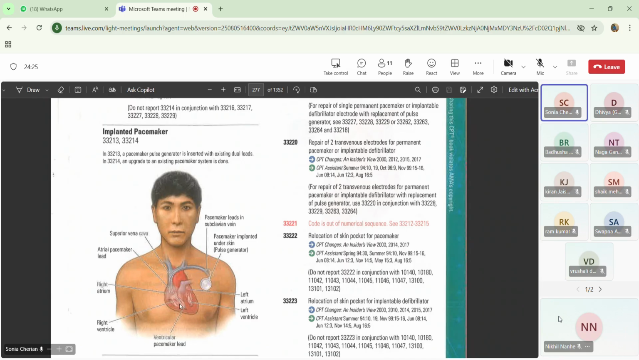These leads can also be placed in the left ventricle too, right? They will insert one more lead into the left ventricle. If that is the case, then it becomes multi leads. If it is single, then only one lead will be seen in the right atrium. But here we can see two leads in two chambers of your heart. It means that it is a dual chambered pacemaker insertion. So that's how you have to code for it.